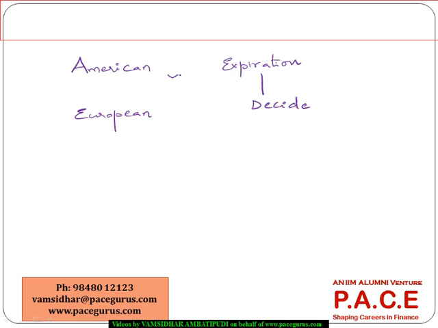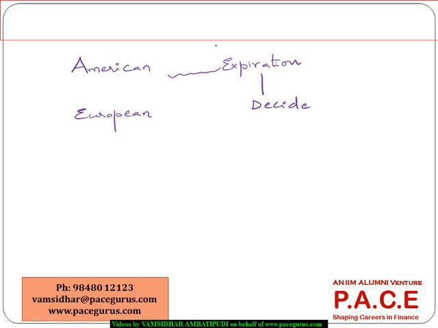Now, one more dimension with respect to the types of option is that options can be American or European. This is more to do with the expiration date. If the party who has taken the option can decide about going ahead with the option or expiring it any time before the date.